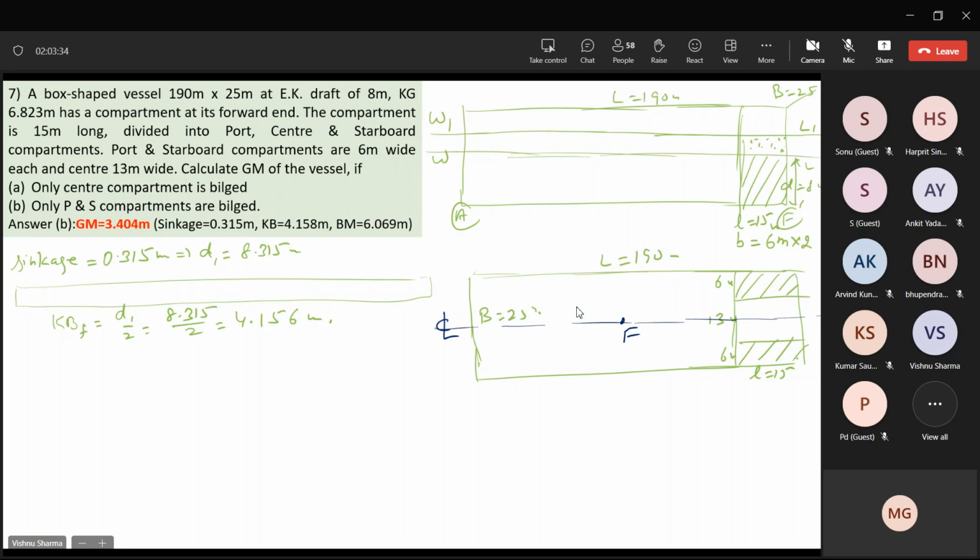Done? So now BM will be equal to ICL of the intact water plane upon volume of displacement. Now, guys, my question to you is, is center line a standard axis for the whole water plane? Yes or no? Yes. No, sir. Center line is not a standard axis for the whole water plane.